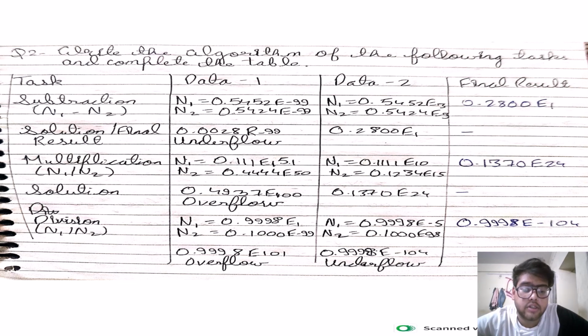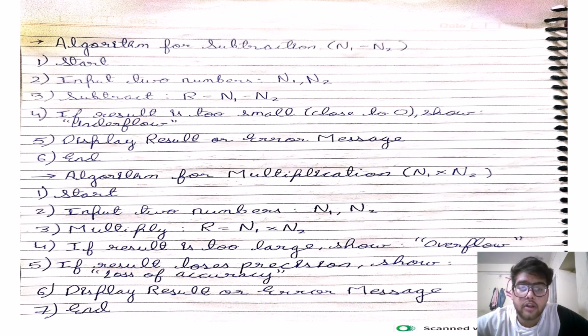The second question that we have is: write the algorithm for the following tasks and complete the table. First we will see the algorithm for subtraction, n1 minus n2. Start, input two numbers n1 and n2, subtract n1 minus n2. We need to subtract n2 from n1 and store it in the variable r. If the result is too small, close to 0, show underflow. Display result or error message, and end.